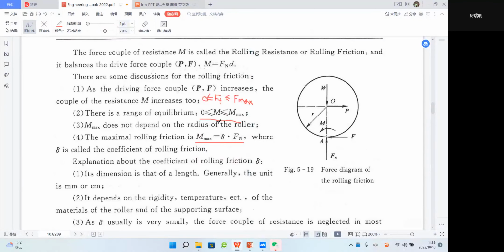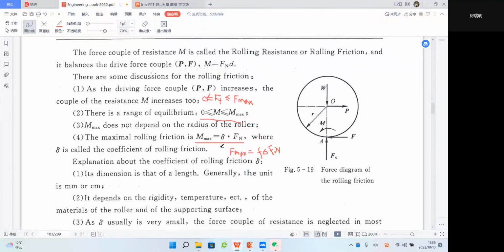For the same pattern and meaning, there is also a range for this rolling resistance: M greater than 0, less than M max. And we also have this equation. We have F max equals Fs times Fn, right? If you can understand this, maybe you can understand that.